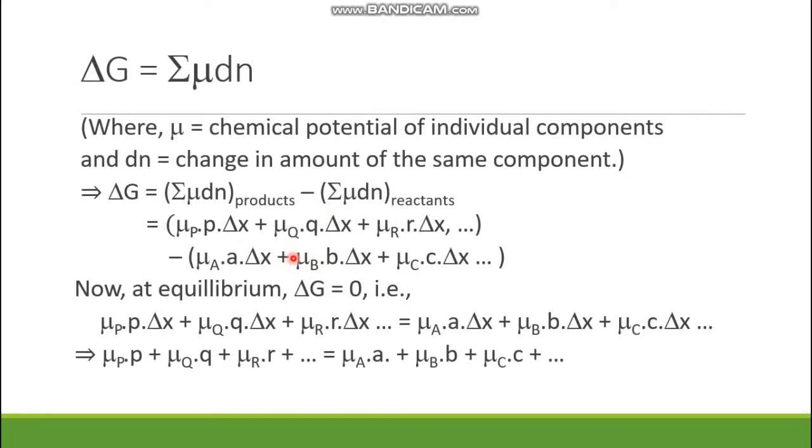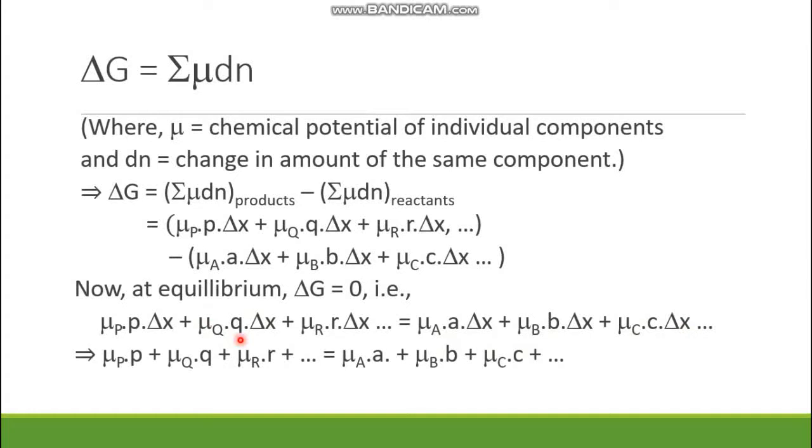So if delta G is 0, then this is 0. That means this part within the parenthesis should be equal to the part within the other parenthesis. These two are equal to each other. So we have written mu p into small p delta x, mu q into small q delta x, and so on, equals mu a small a delta x plus mu b small b delta x, and so on.